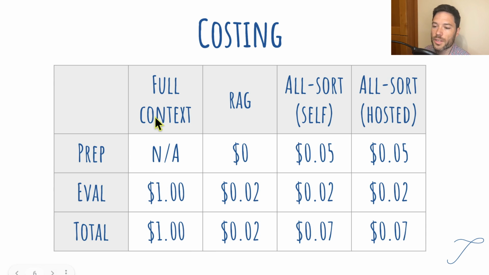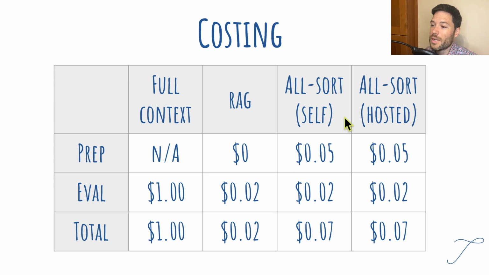So here we are for costing. In the full context case, there's no cost to prepare because you're just injecting the data. So it costs $1 for input tokens. I'm ignoring the output token costs, so very loosely $1. For RAG, there's no cost, I'm assuming, for preparing embeddings. So the evaluation is just the eval tokens. I'm assuming a context of 2,000 tokens.